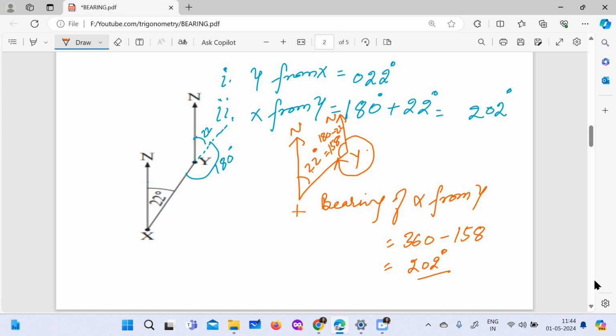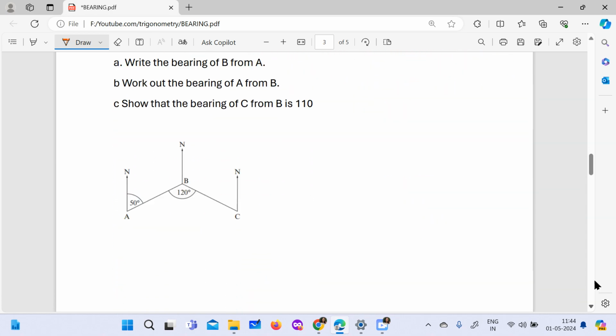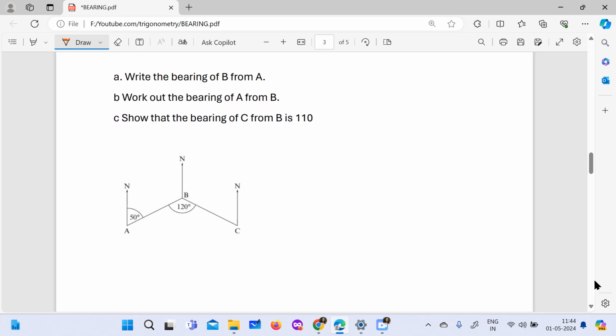I hope this is clear to everyone. We will see one more question. Now, in this question, write the bearing of B from A. Bearing of B from A, it's obviously 050. The next part is work out the bearing of A from B.